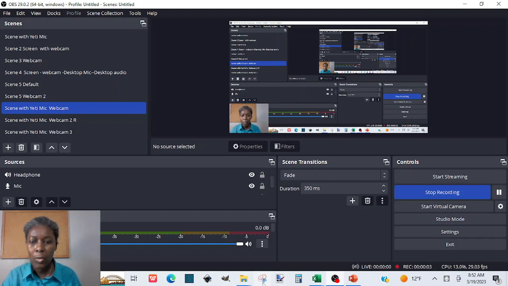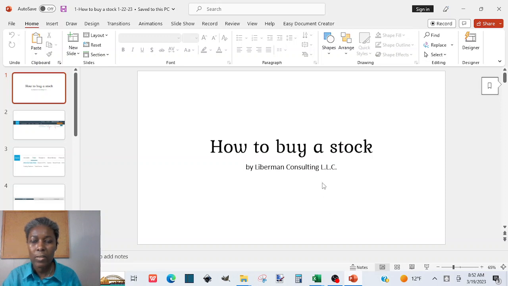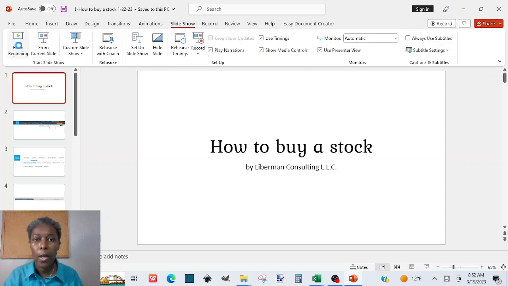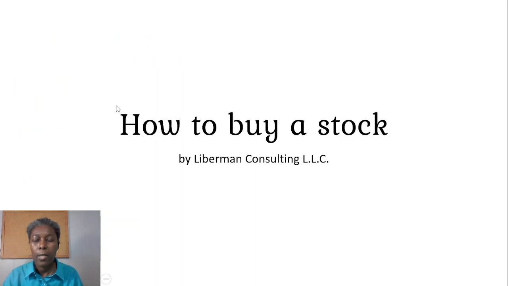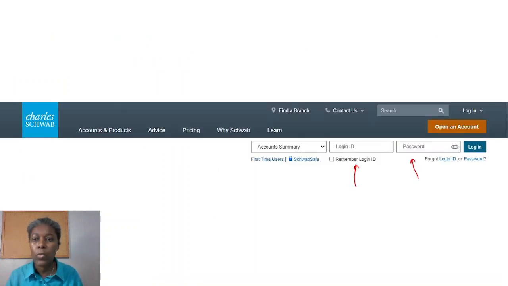Hello, how to buy stocks on Charles Schwab. So when you have a Charles Schwab account, if you are new to Charles Schwab, you can click on open an account and go through the process and open a brokerage account, and you can open a Roth IRA as well. And once you have the account, you might even have to print out some documents, complete, and mail them to them, depending on what requirements they have now.